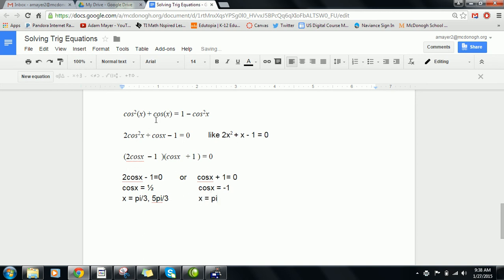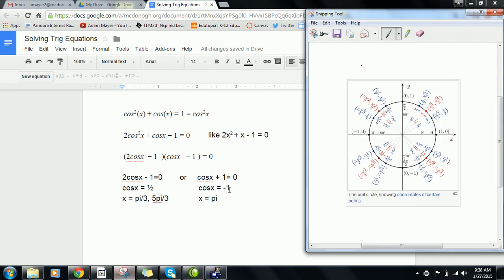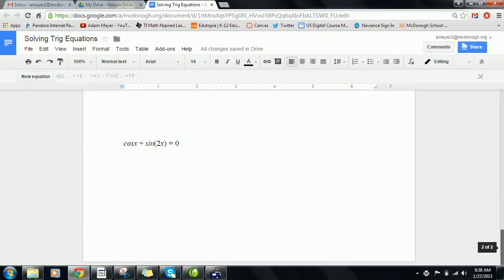Okay, so this particular original quadratic has 3 solutions on 0 to 2 pi. Pi over 3, 5 pi over 3, that makes the first factor equal to 0, or pi, which makes the second factor equal to 0. Okay, let's work on to the next problem, right?